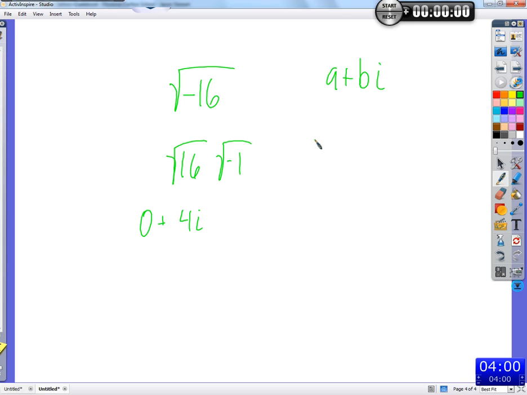Well, let's say we have 3 plus 2i times 4 minus 6i. Let's see what imaginary number this will make. Do you have a second to do that? Sure. You can do this. You absolutely can do this.